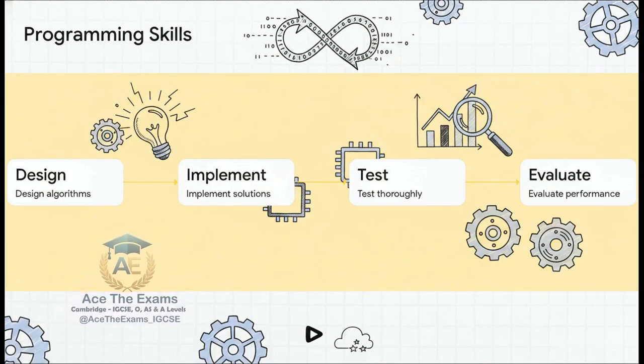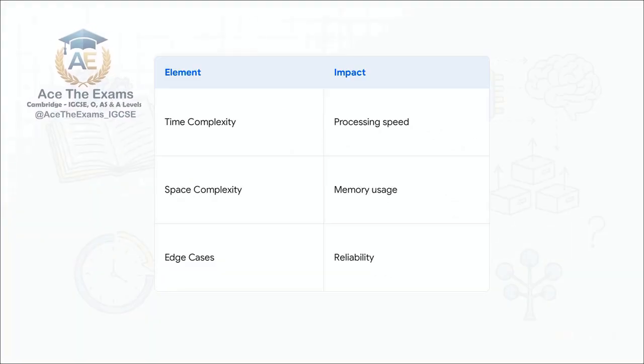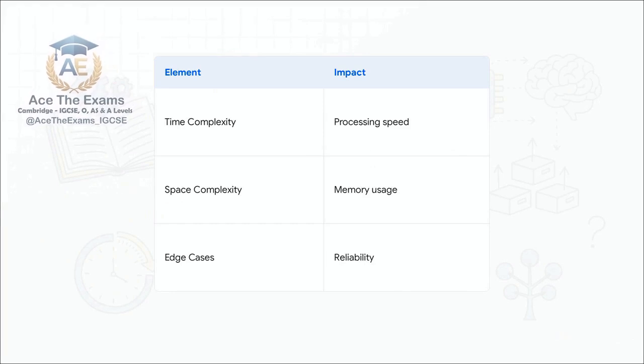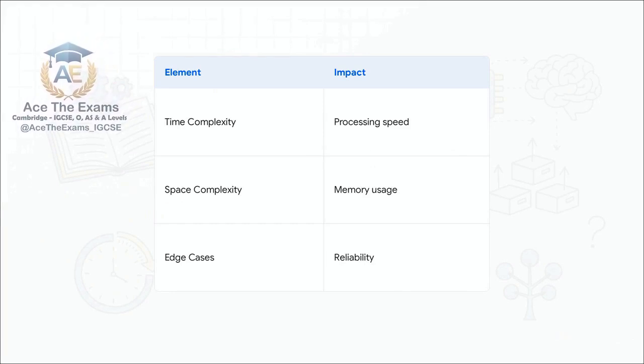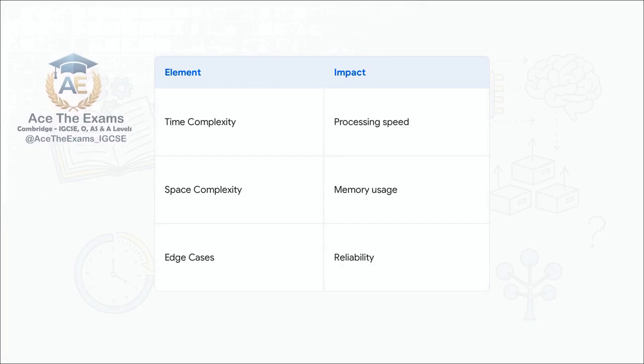exam strategy sessions. Welcome to Section 3, Critical Analysis. It is time to audit your algorithm quality. We are moving into the interactive workshop phase of this explainer, so get ready to participate. As a top-tier candidate, you must rigorously evaluate algorithm quality by identifying its time complexity, its space complexity, and its performance at boundary conditions. Okay, we're doing Challenge 1 right now, the data scan.